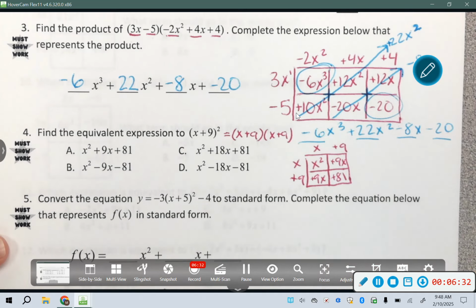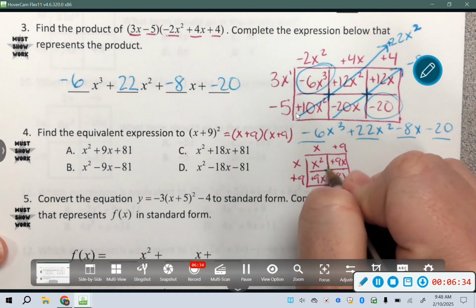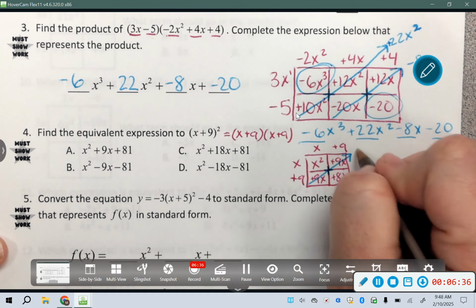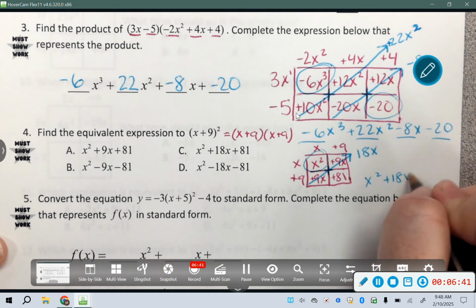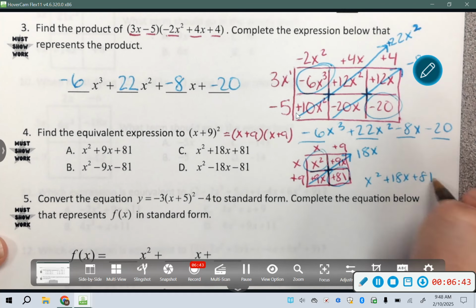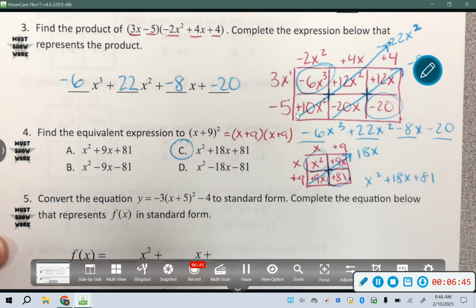So I have to add my like terms in my diagonal. Remember, this is a big plus sign, so 9 plus 9 is 18x. So I get x squared plus 18x plus 81, which is C.